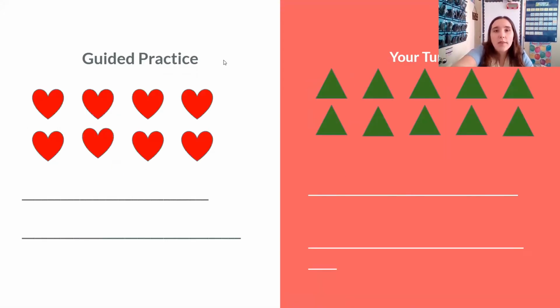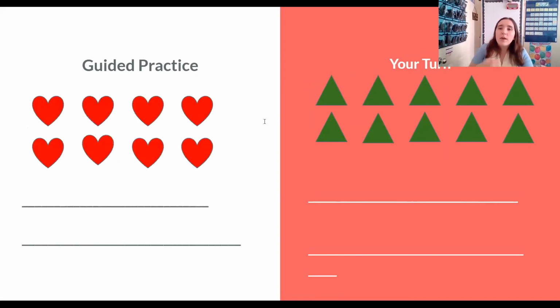Good job, friends. Okay, on this page, we are going to be talking about the arrays. Now, it has been a while since we did arrays. Remember, an array is when we show objects in rows, which are going across. So a row, and columns, which go up and down. So there's 1, 2, 3, 4 columns of hearts. There's 2 rows of hearts. We need to count up how many hearts are in each row and add them up. That's one way to write a number sentence for our array. And then we can count up how many hearts are in each column and add them up. And that's another way to write a number sentence to show how many hearts are in our array altogether.